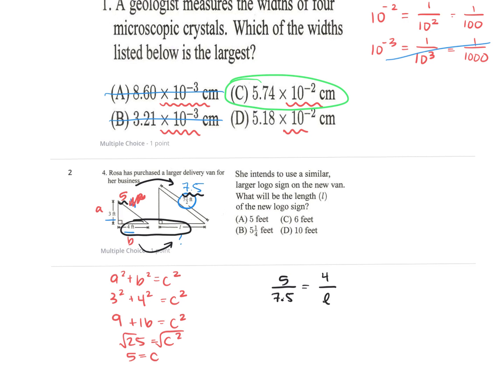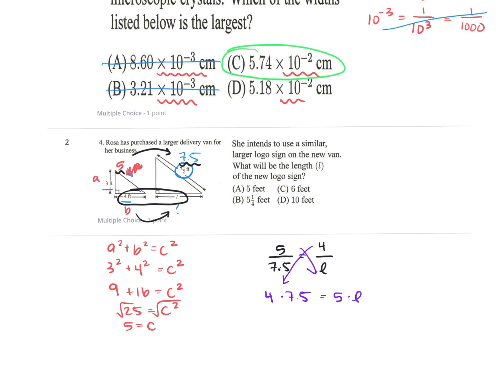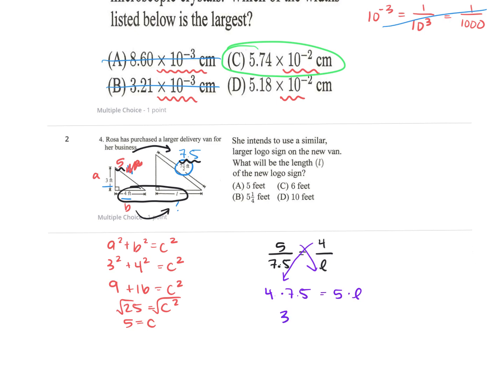Now I'm going to use cross multiplication to solve this proportion. So I'm going to multiply 4 times 7.5 and set that equal to 5 times L. With a calculator, I'm going to do 4 times 7.5. That's going to give me 30. So 30 is equal to 5 times L, and then I'm going to divide both sides by 5, and I get that L is equal to 6. So that's option C.